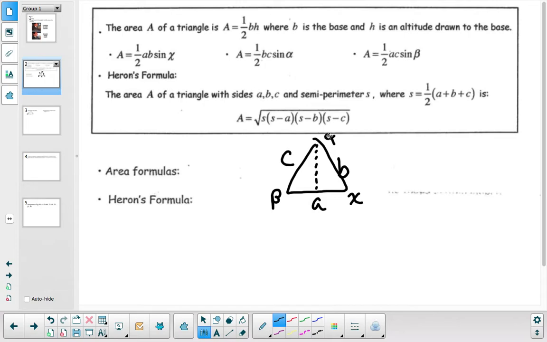Pretty cool that you can do this. In some ways, it's simpler than doing base times height divided by 2 because you don't need to know the height. You just need to know the three side lengths. But if you know the height, then obviously this isn't easier. It just creates a different set of things you plug in.